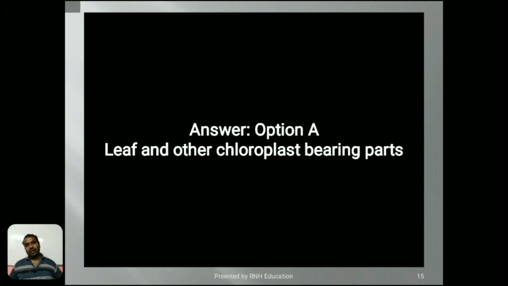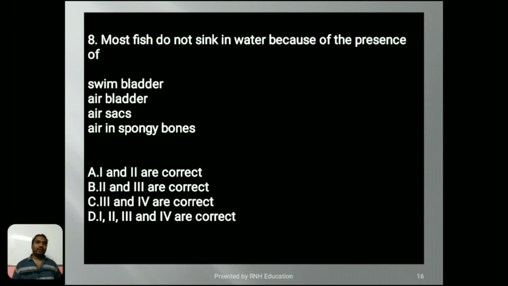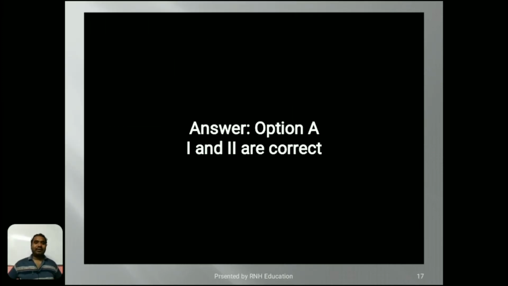Now the next question, that is question number 8. Most fish do not sink in water because of the presence of: 1, swim bladder; 2, air bladder; 3, air sacs; 4, air in spongy bones. And options are A. 1 and 2 are correct, option B. 2 and 3 are correct, option C. 3 and 4 are correct, and option D. 1, 2, 3 and 4 are correct. Let's see the answer. It should be 1 and 2. The answer is option A, that is 1 and 2 are correct.